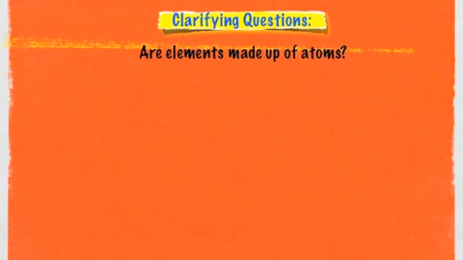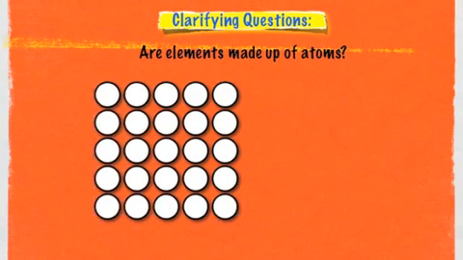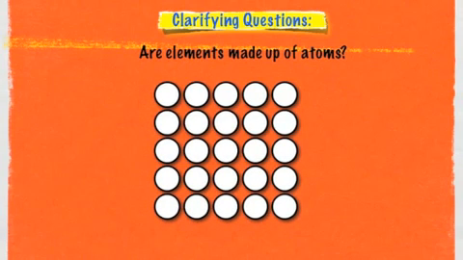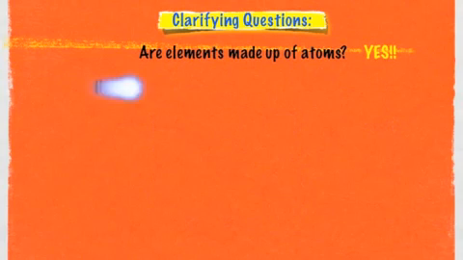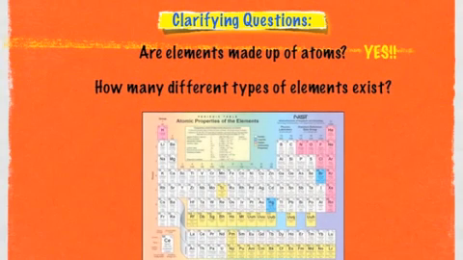So here are a few questions that will help clarify in your mind, hopefully, the similarities and differences between atoms and elements. The first question is, are elements made up of atoms? Well, here are the elements that we just saw in the last slide. Is this element made up of atoms? Well, obviously yes, because there's the atom. So yes, elements are made up of atoms. How many different types of elements exist? Well, the way to discover this is to look at a periodic table of the elements.